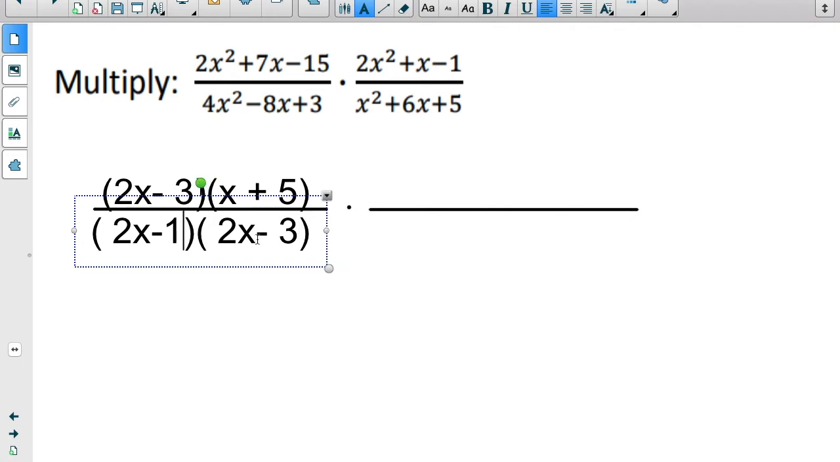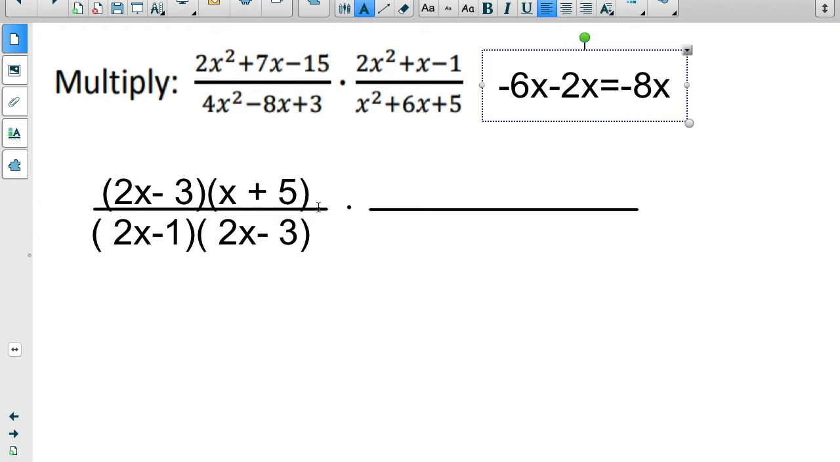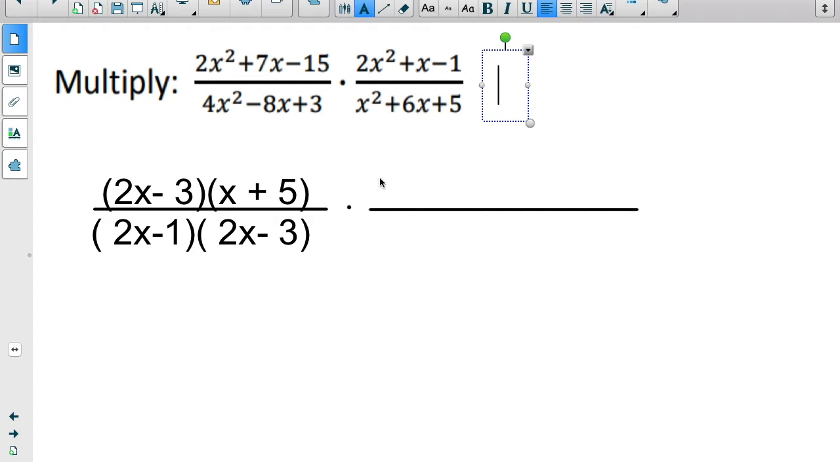Now if we check this here, 2x times negative 3 would be negative 6x. Negative 1 times 2x would be negative 2x. And negative 6x minus 2x is negative 8x, which is what we wanted. That would be the middle term. So these here are the factors.